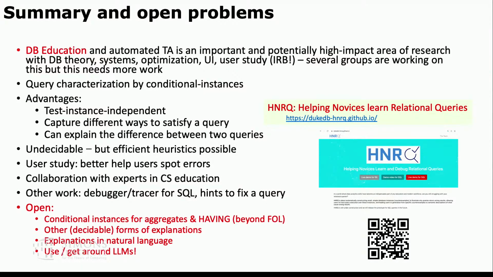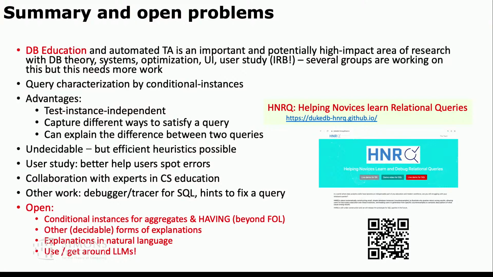There are several open questions. These conditional instances do not work for aggregates or if you have a HAVING clause. In the previous work for ground instances, we used the work by Val, Daniel, and Yale on provenance summaries for handling aggregates and HAVING. But for conditional instances, we do not know how to approach that. So this is something to study.